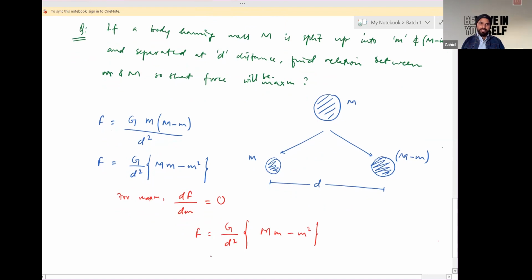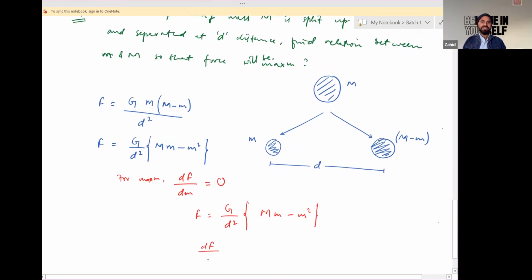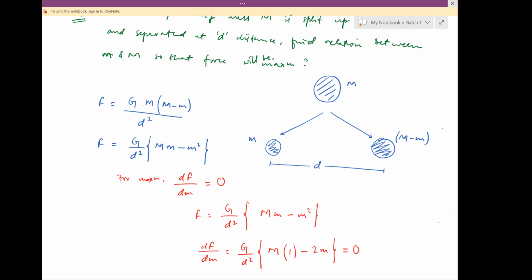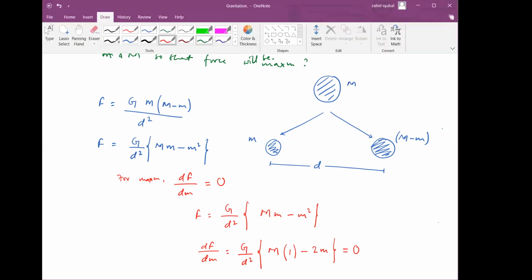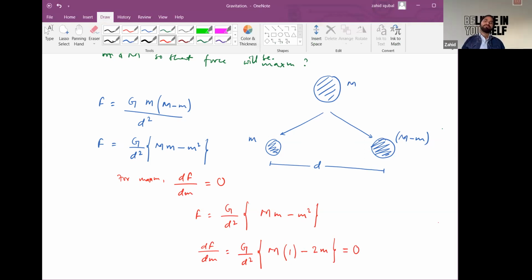If you differentiate it, dF divided by dm, G over d square is constant. Capital M is constant. So if you differentiate M times small m to the power 1, it will be just M. Differentiation of m squared will be just 2m, and equate it to 0. Hamza, is it clear? Yes, sir. Khalid, any doubt? No, sir.